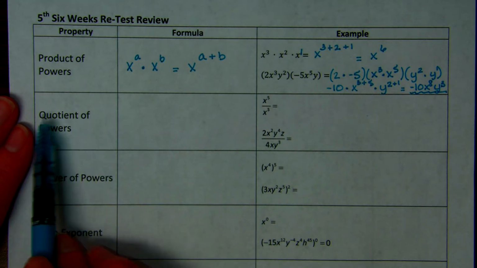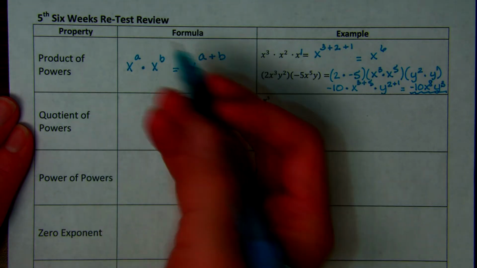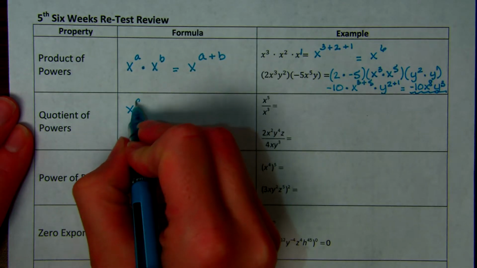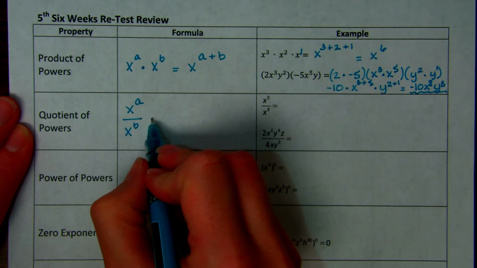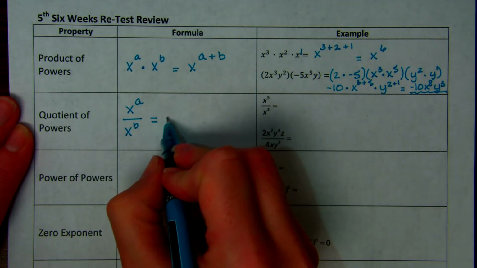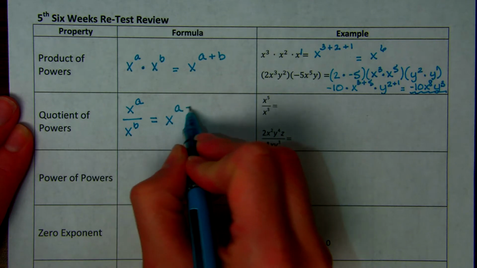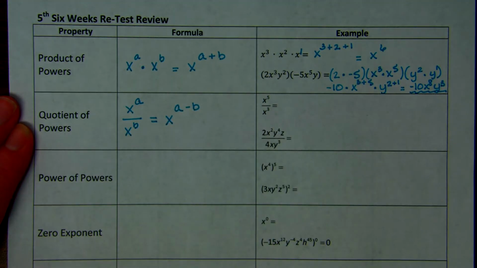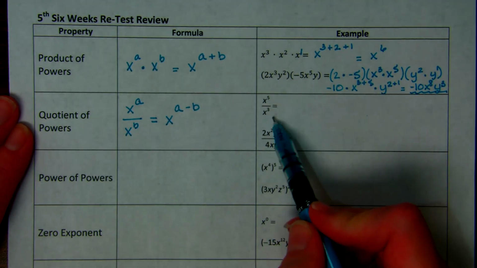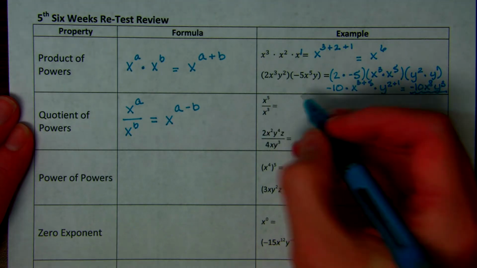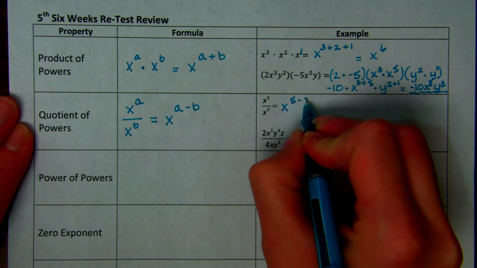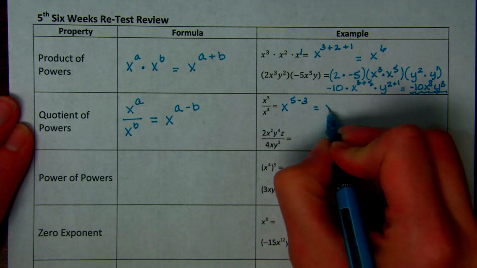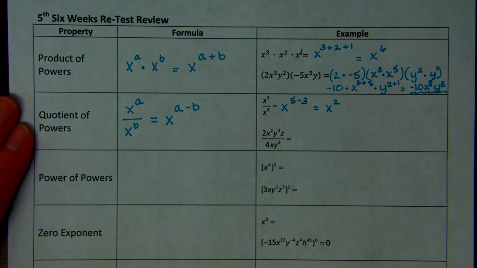The second property of powers is the quotient of powers, which says if we are dividing terms with exponents, we subtract their exponents. So x to the a divided by x to the b is x to the a minus b power. So if you have x to the 5th divided by x to the 3rd, that becomes x to the 5 minus 3, which is x squared.